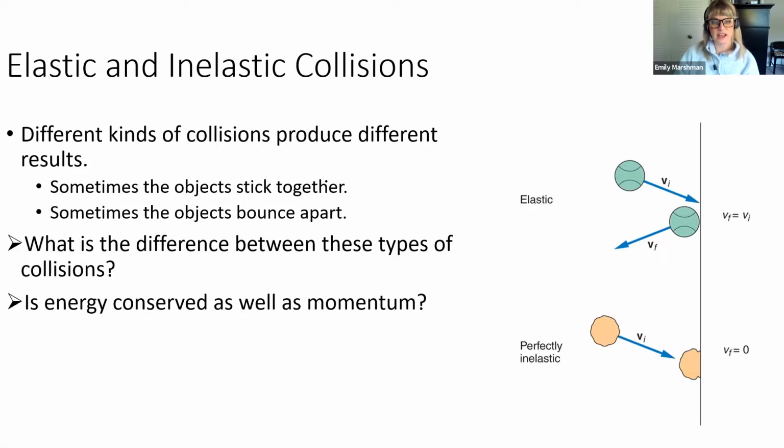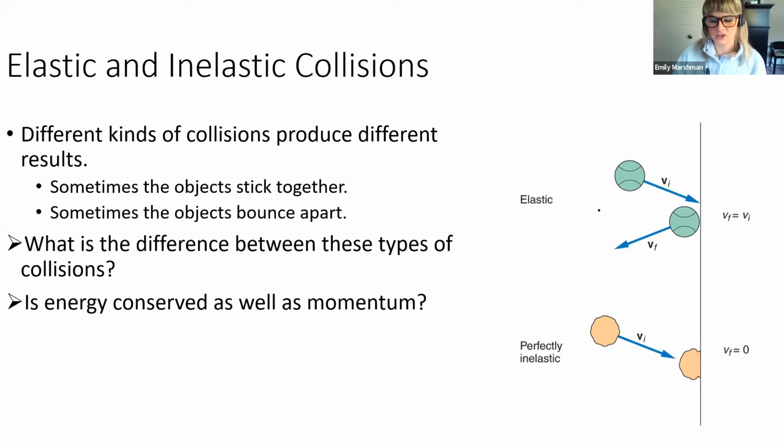The question is, when you have different types of collisions, is energy conserved and is momentum conserved? When the objects bounce off of each other, as shown over here on the right-hand side, the tennis ball just bounces right off the wall. We would call that an elastic collision. The best example of an elastic collision that I can think of in everyday life is when you're playing billiard balls. The billiard balls bounce off of each other and they don't stick together, they just bounce.